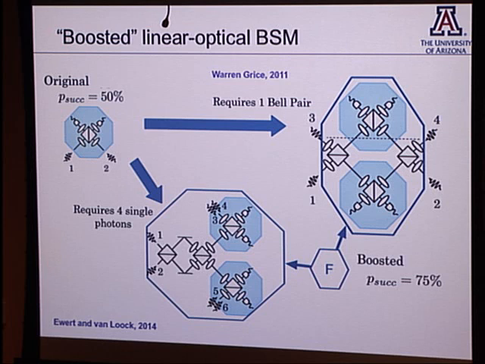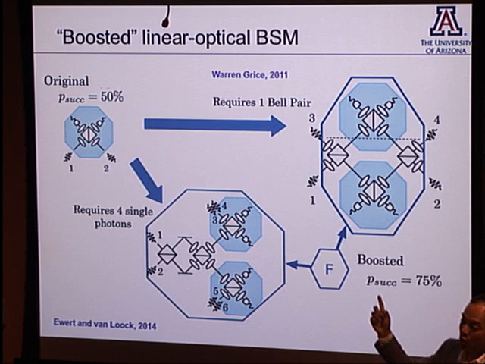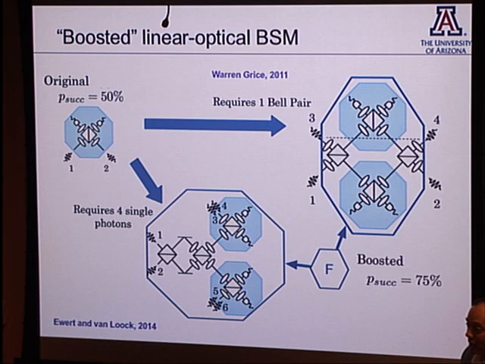But the criticism to that was that, well, that Bell pair itself, you need to prepare from single photons, and you had the 3 over 16 probability of success, so overall you don't win. But Peter Van Loock's paper showed that you just need to inject unentangled single photons, so just 4 photons, but with a linear optical circuit, you can get up to 75%.